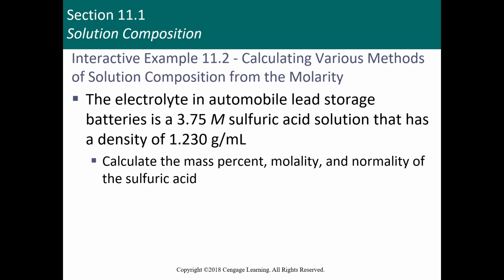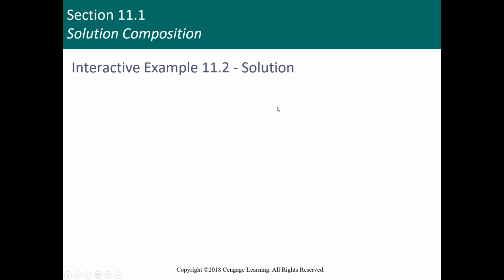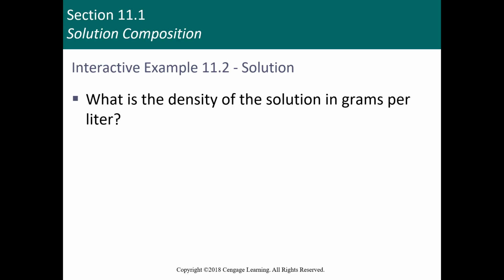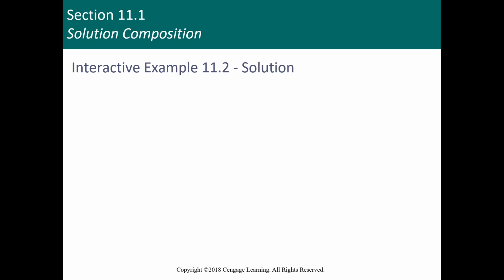Better. So sulfuric acid. One of the things you need to remember is oftentimes in these interactive examples, I will take the opportunity to review past material in this chapter and brush up on your fundamentals, and then we'll actually do the real problem, which is normality here. And so we're doing mass percent, molality, and normality of sulfuric acid. We have 3.75 molarity, and the density of the solution. So, what is the density of solution in grams per liter? That is the first thing we need to figure out.